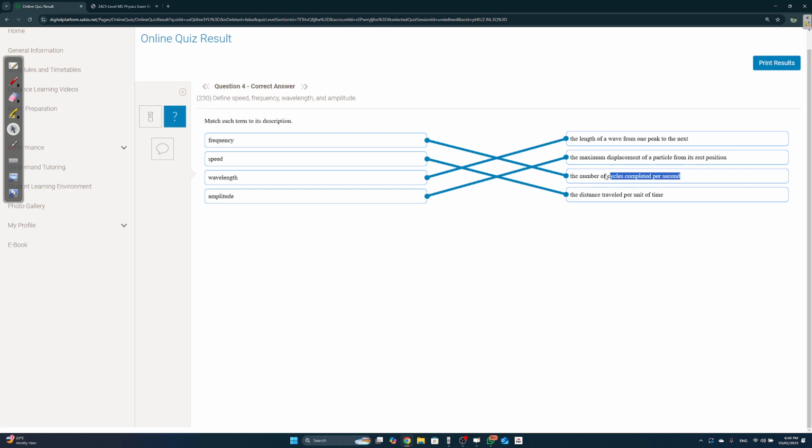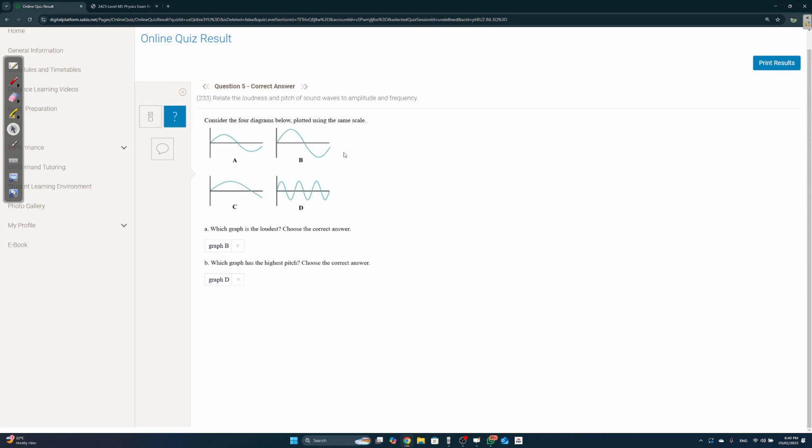Obviously, frequency is number of cycles per second. Speed is obviously distance per time. Wavelength is the length of a wave from one peak or crest. And amplitude is the height or displacement, the maximum displacement. Right? Question 5. Consider 4 diagrams.